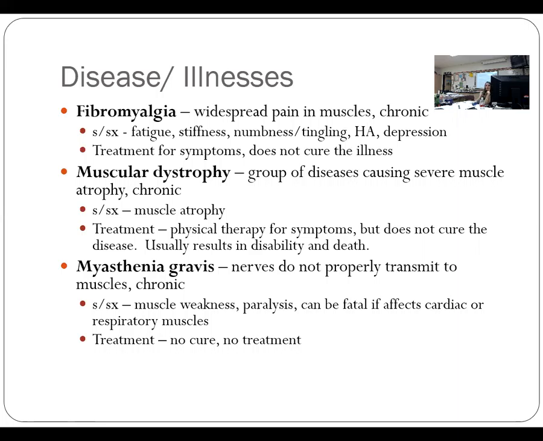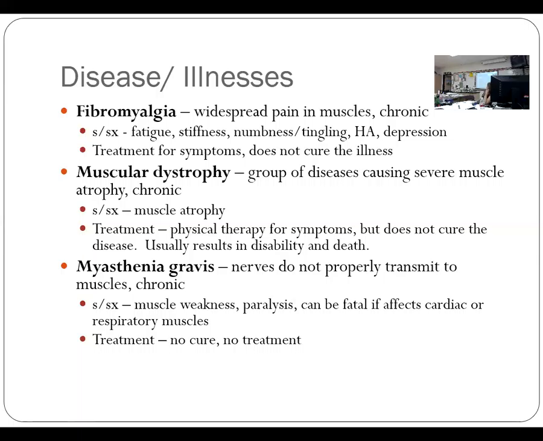Muscular dystrophy. So this is a group of diseases that causes severe muscle atrophy. So that muscle wasting. It's a chronic disease. Once you get it, there's no cure for it again. It often appears in kids while they're still young, but it can appear in adults too. Muscle atrophy, so to the point that they can't use their muscles, they're just wasting away and they won't work. Physical therapy for the symptoms, but again, it won't cure.